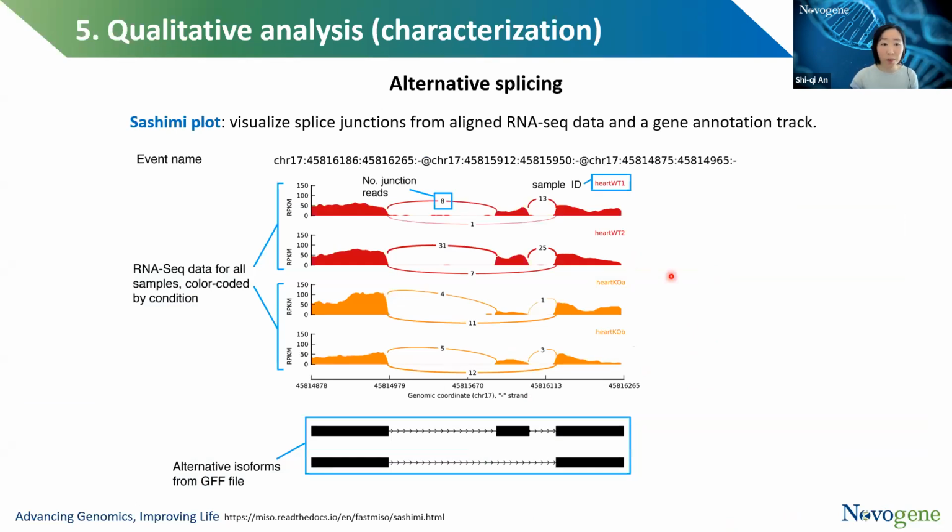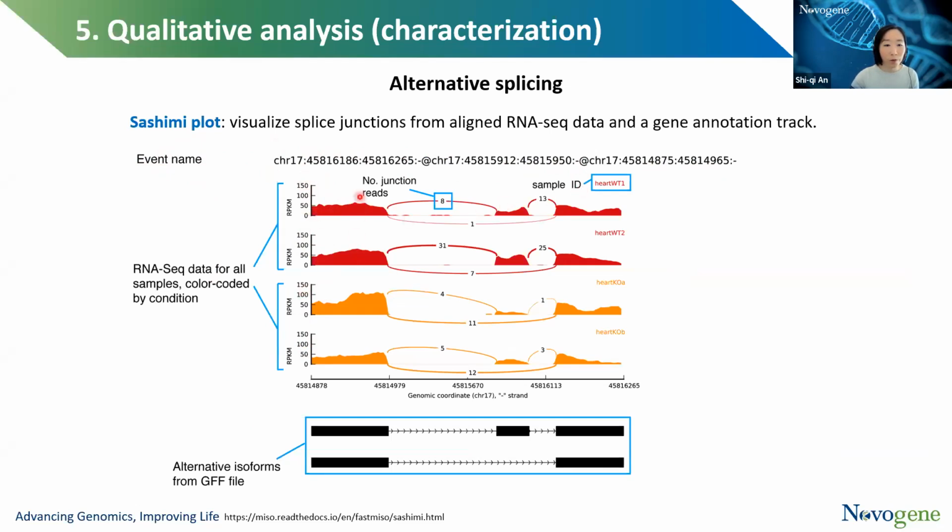Basically, it visualizes the spliced junctions from aligned RNA-seq data and generates a gene annotation track. This is compatible with IGV as well, so you can visualize this using the platform I mentioned earlier. So what can you see from this? Here it contains an event's name. It's going to assign a name, and then you have your mapped results. And you also have your sample ID.